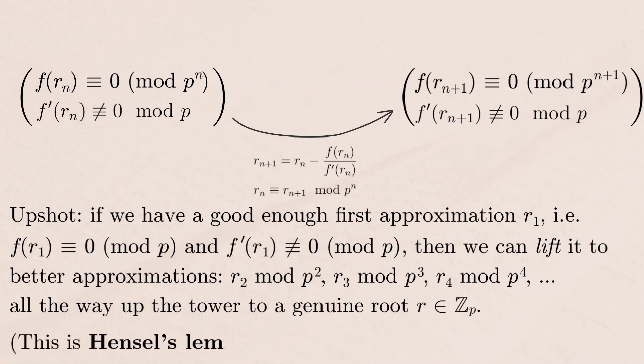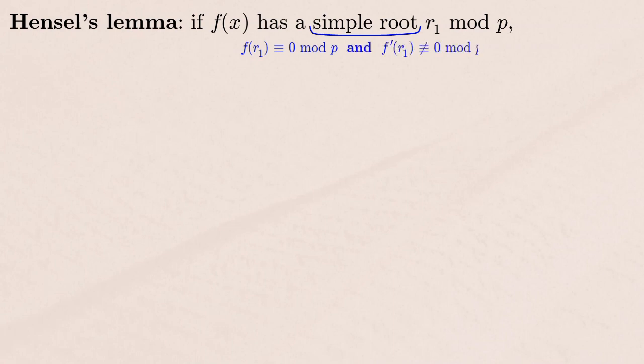This is called Hensel's lemma, and in my opinion it's the most important fact about the p-adic integers, so I'm going to really labour the point and state it one more time. If f of x has a simple root, R1 mod p, that is, f is 0 mod p there, but f prime is non-zero mod p there, then f of x has a root in Zp, and we can construct it by this lifting procedure.